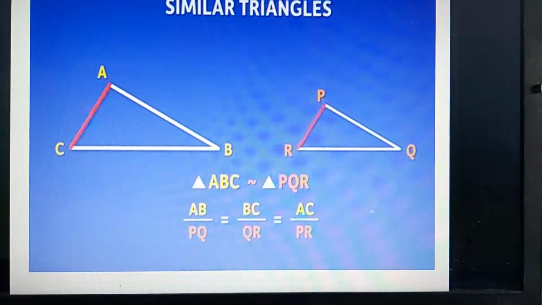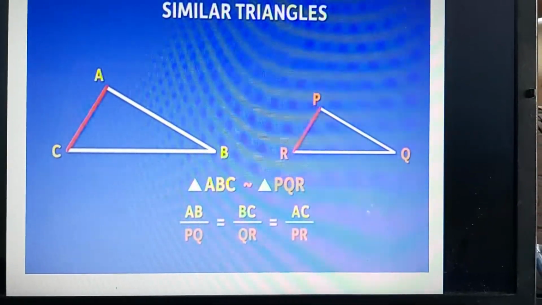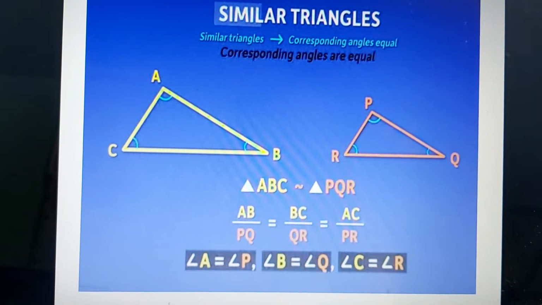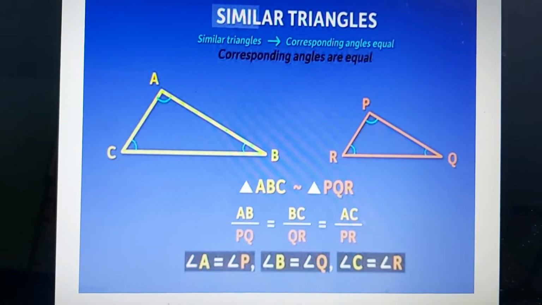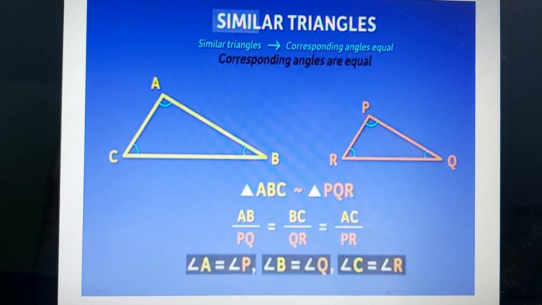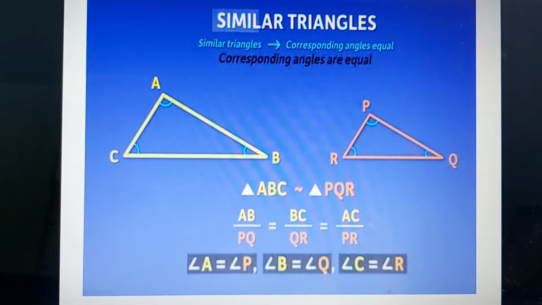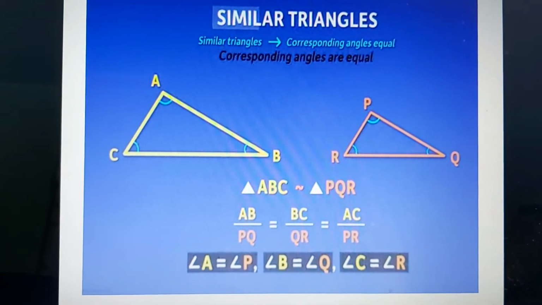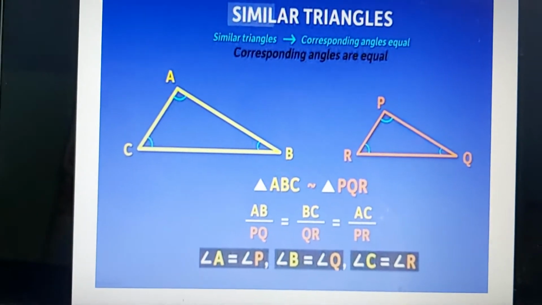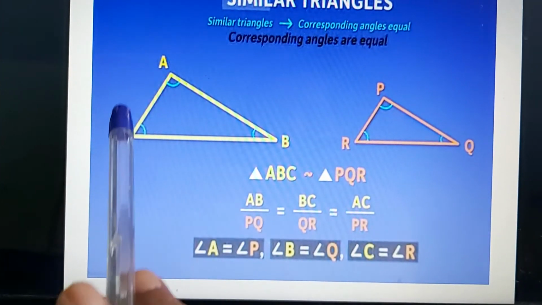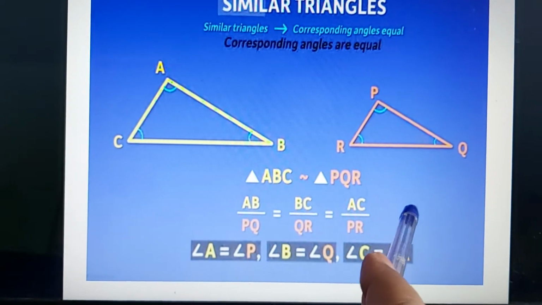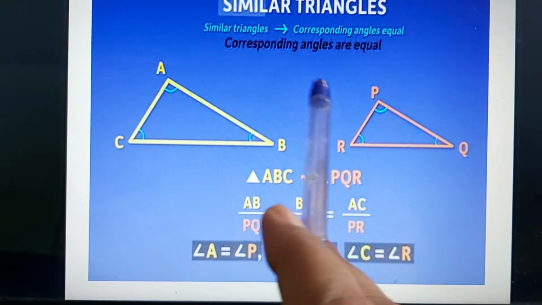The second thing about two similar triangles is that all the corresponding angles have the same measure. For example, angle A is equal to angle P, angle B is equal to angle Q, and angle C is equal to angle R.